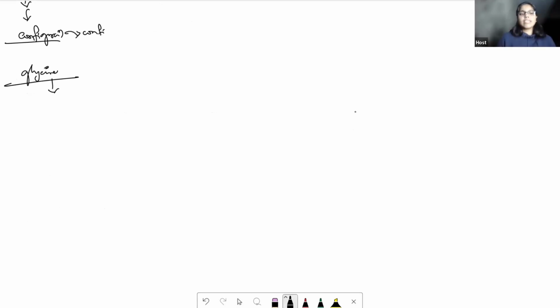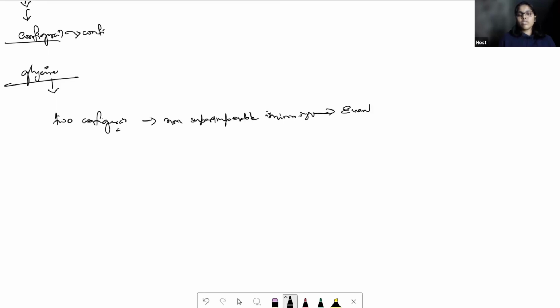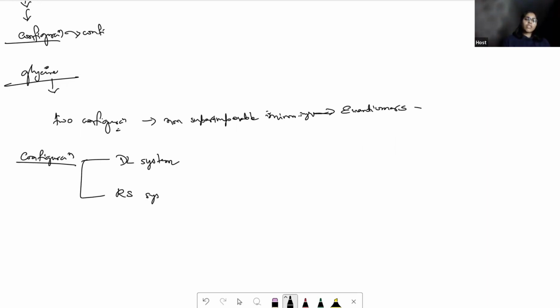all exist in 2 configurations. These 2 configurations are non-superimposable mirror images of each other, so they are called enantiomers. In order to define the configuration of amino acids, there are 2 systems. One is the DL system and the other is the RS system.